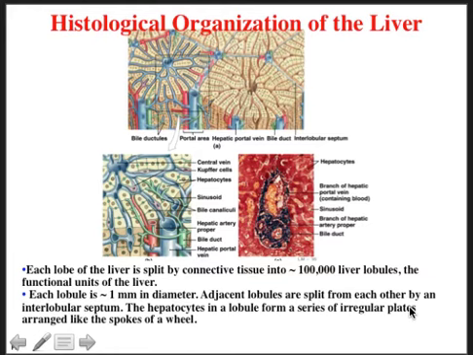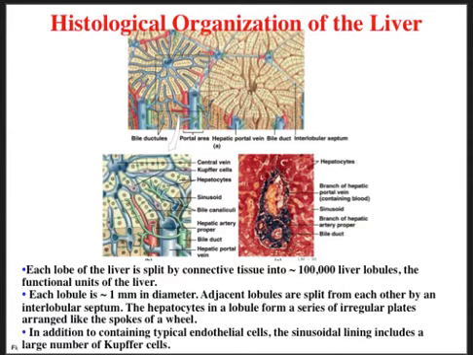The hepatocytes, which are these sort of cuboidal-looking yellow cells in this figure, they're what do the cleaning of the blood. The hepatocytes in the lobule form a series of irregular plates, and they look a little bit like spokes on a wheel, kind of, right? You can imagine that that's an unusually shaped wheel. In addition to containing endothelial cells, the sinusoids, which are these irregular spaces that run through the lobules, include a large number of Kupffer cells, and we'll talk about what the Kupffer cells do in a minute.